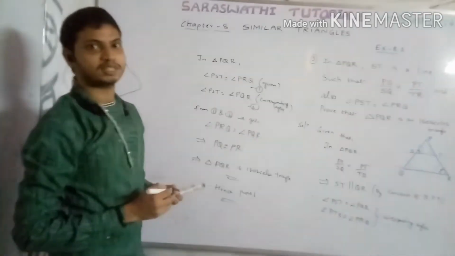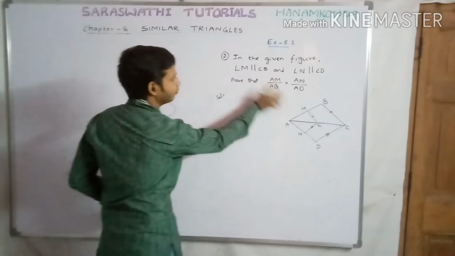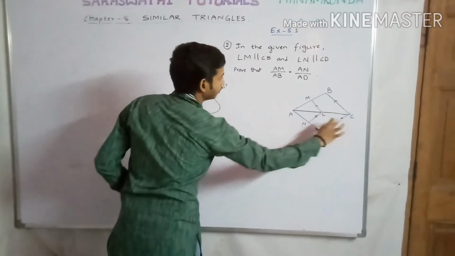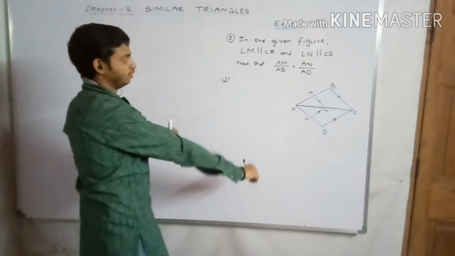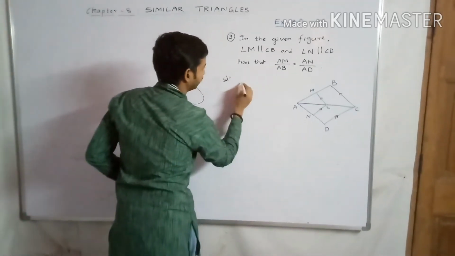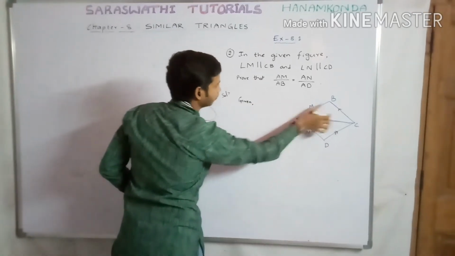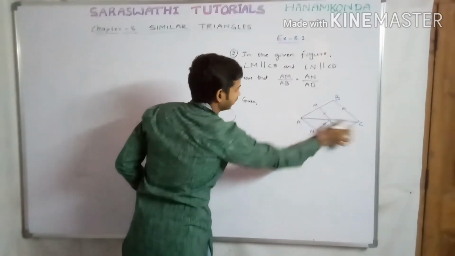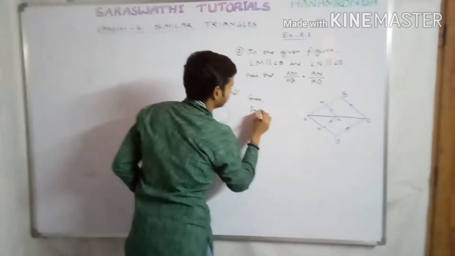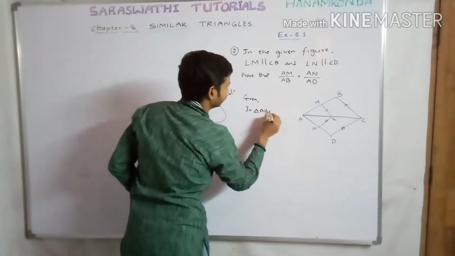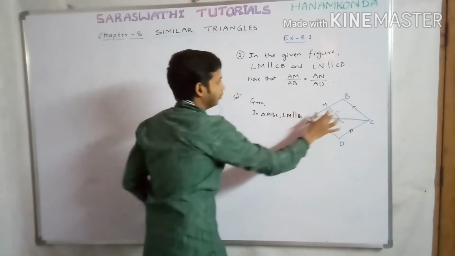So let us discuss the next problem. The second question is: in the given figure, LM is parallel to BC and LN is parallel to CD. Then prove that AM by AB equals AN by AD. First write the given condition. Given that in triangle ABC, LM is parallel to BC.